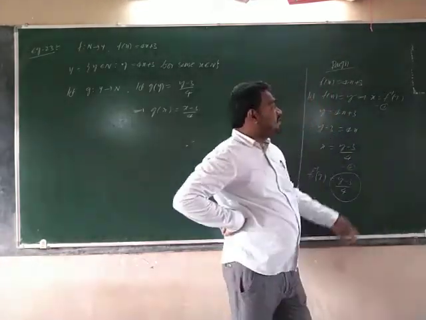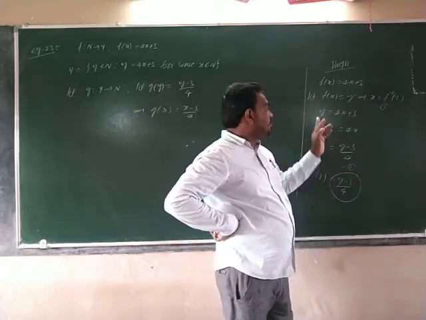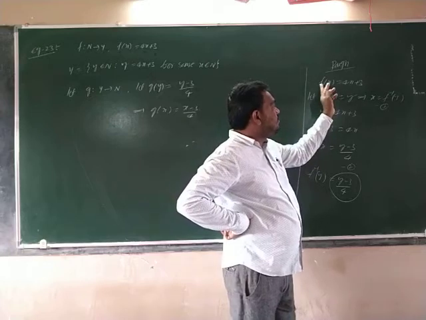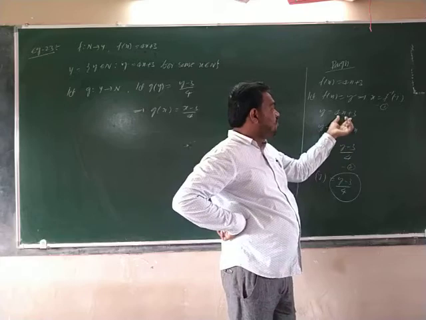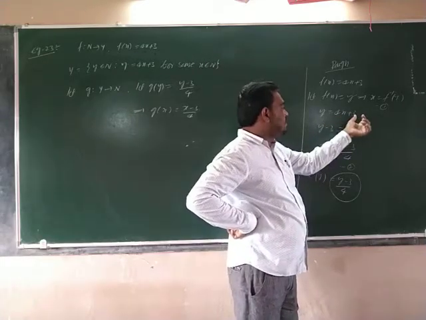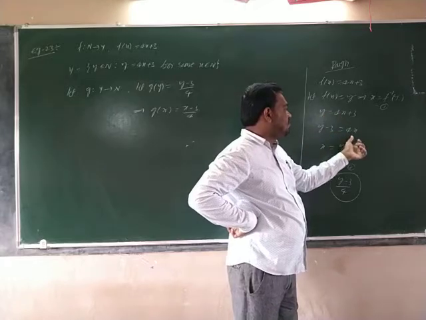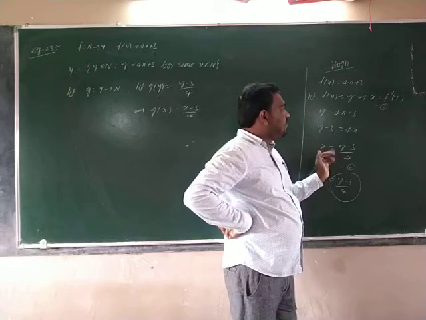x is equal to what? f inverse of y. That is taken as equation number 1. Next, f of x, which we assumed as y, so y is equal to 4x plus 3. From this you write x as the subject. That means 3 is taken to the left side: y minus 3 is equal to 4x. 4 is also taken to the left side: (y minus 3) by 4. This is equation number 2.